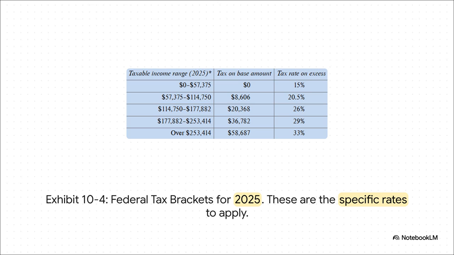And this right here, this is our rule book for the calculation. These are the official federal tax brackets for 2025. You can clearly see the different income ranges or buckets, and each one has its own tax rate. Notice how the rate climbs from 15% in the first bracket all the way up to 33% in the top one. That is the progressive system in action.